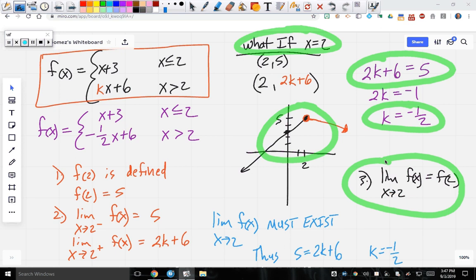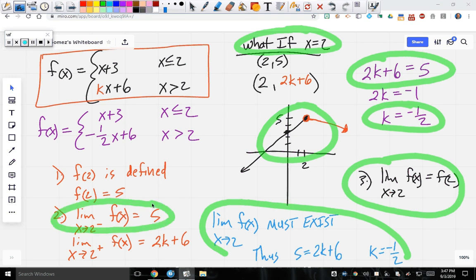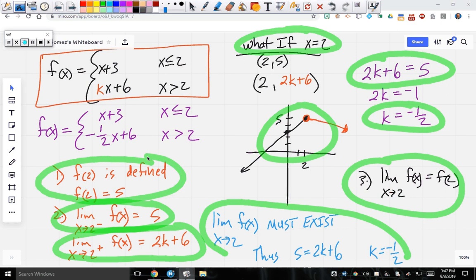That means that the limit must exist as x is approaching 2. That means you would have had to have done both one-sided limits. And if you're approaching from less than 2, you would get 5. If you're approaching greater than 2, or from the right of 2, you would get this 2k plus 6. And therefore, at the very, very end, you're going to say f of 2 is defined. F of 2 is 5. So 1, 2, 3, 4, 5, 6, 7, 8, 9.